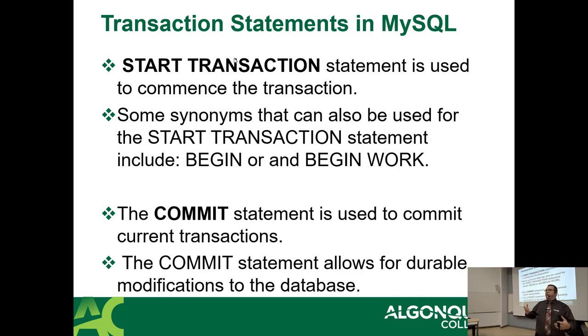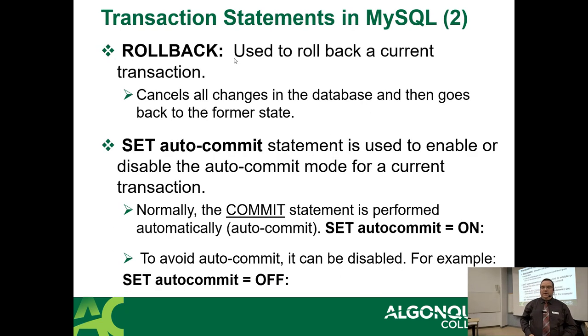Commit is used to commit the current transaction. In other words, all the steps work, it's good, commit it, done, it is written to the disk. So you're taking it off the scratch pad and applying it to the actual disk. Then you've got rollback, which is used to roll back a transaction. In other words, you don't like what's happening, so you're going to undo your changes.